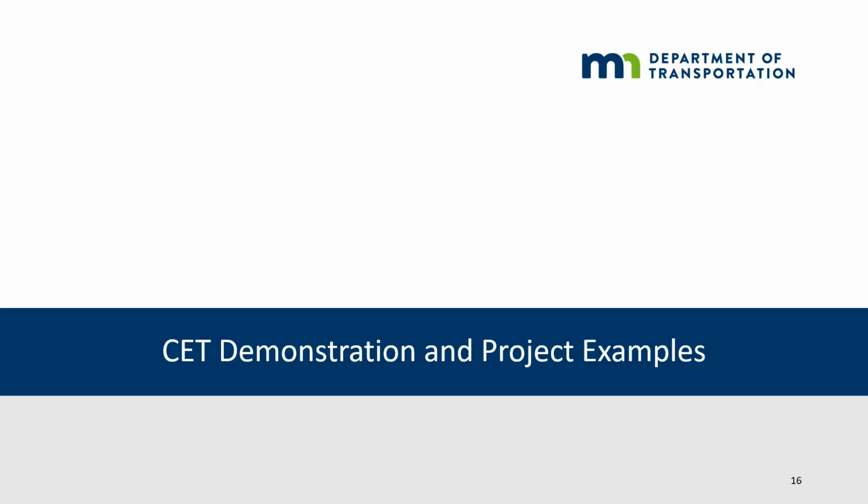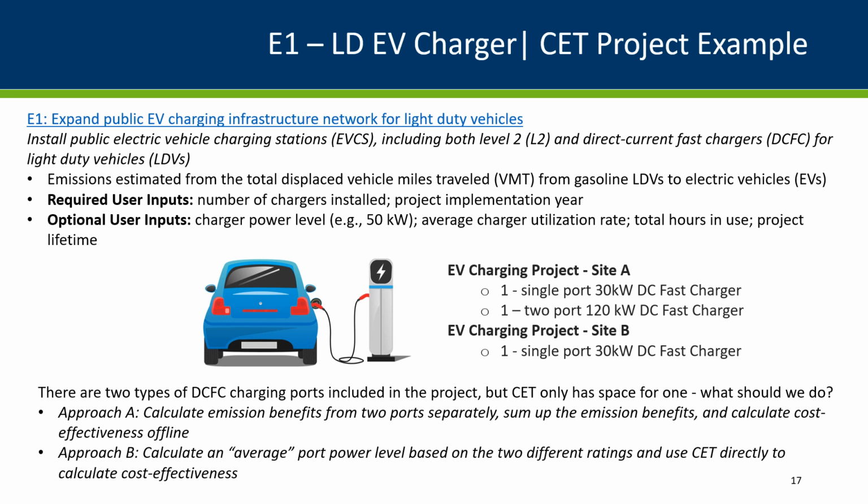Now that we know all about the carbon emissions tool, let's take a look at some project examples. First, let us consider an EV charger project. This calculator requires the user to know how many chargers are installed and at what level. Like all projects, it also requires knowing the project implementation year. If known, it also takes charger power level, utilization rate, and annual hours when available to use.